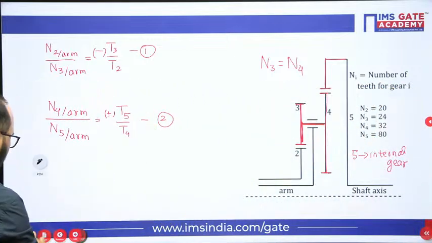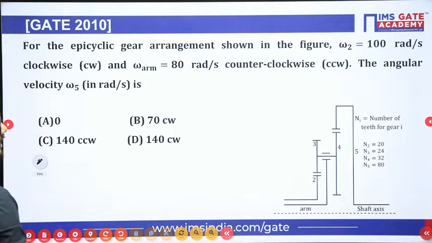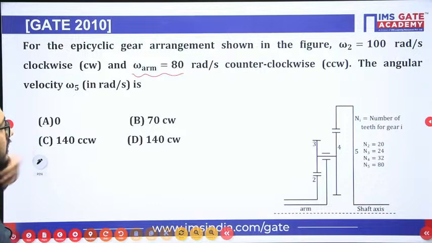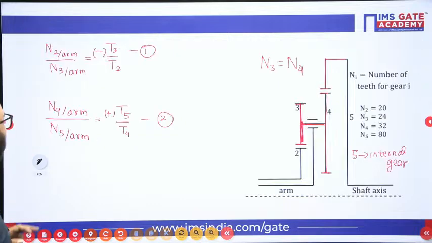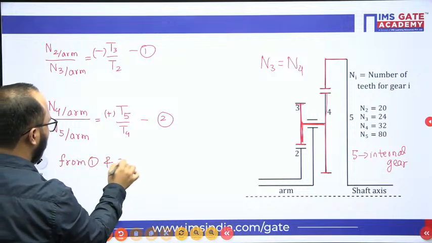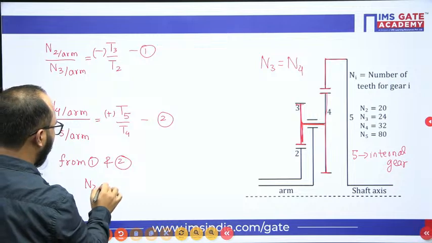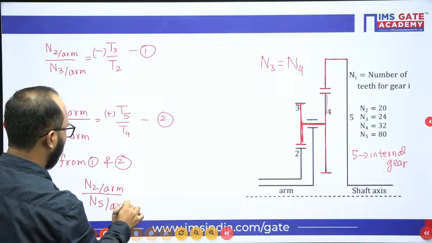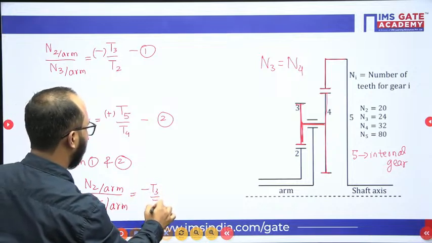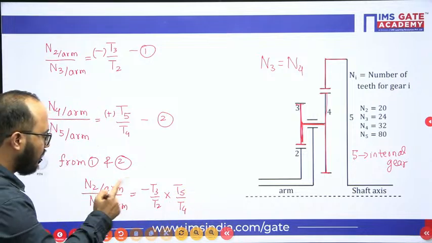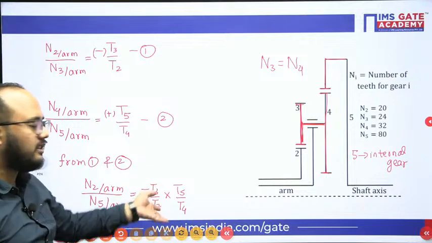Now if you see the question, what they are asking is the angular velocity of 5, and they have given the angular velocity of the arm, and for 2 it is given. So if I multiply both the equations, what I will get is 2 with respect to arm divided by 5 with respect to arm equals minus T3 by T2 multiplied by T5 by T4. So 2 they have given, arm they have given, 5 they are asking, and all the values are given.